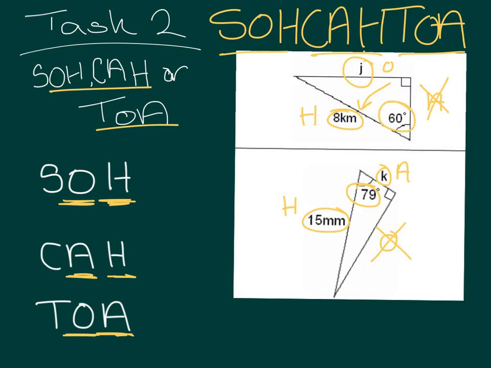In this first one at the top, we've got the opposite and the hypotenuse, so it must be SO. On the second one, we've got the adjacent and the hypotenuse, so it must be CA. All we're doing each time is finding which parts we're using and looking back at SO, CA and TOA and seeing which parts are involved there.